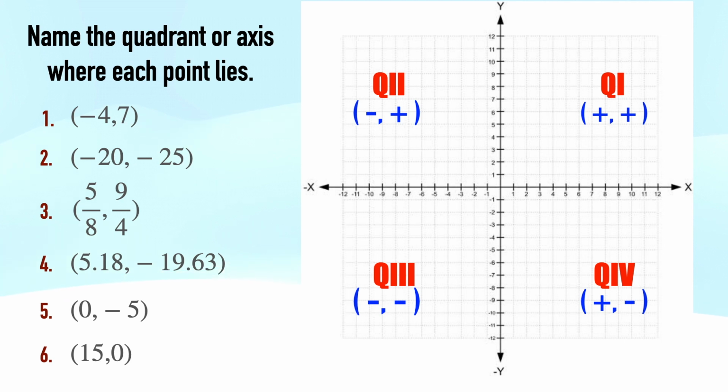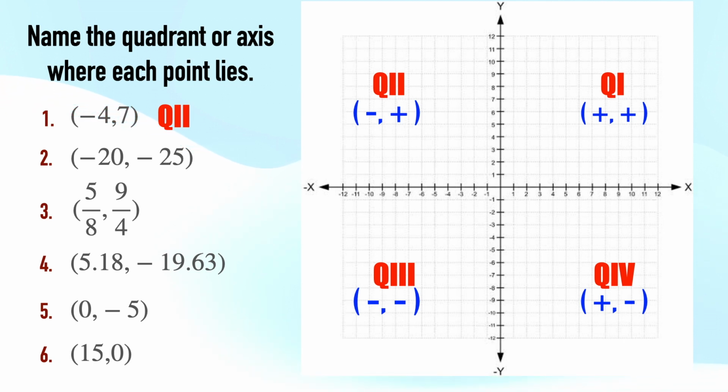Okay. So number 1 is 4 and 7. So the x coordinate is negative and the y coordinate is positive. So anong quadrant siya nakalagay? Ayan. Since na ang 4 ay negative at ang 7 ay positive, it is in quadrant 2. Ayan.